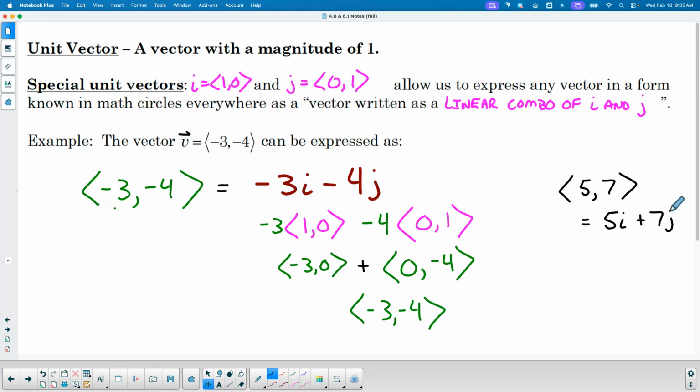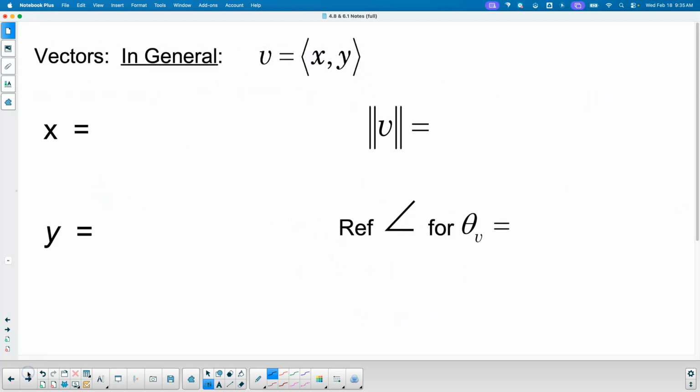That's it. Just another way. Now you've got 2 different forms of vectors, just like you've got 4 different forms of angles. And we'll use them sporadically throughout.